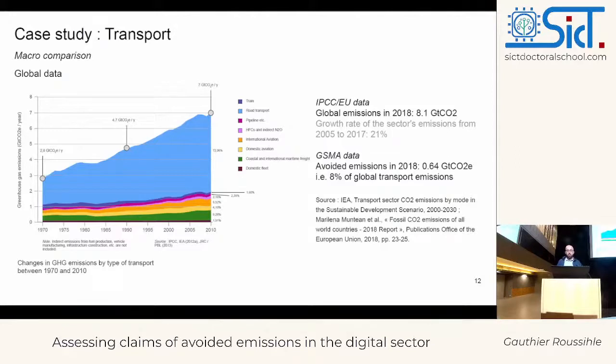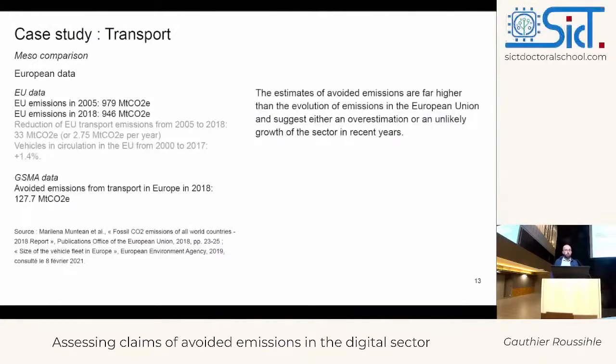According to GSMA data, avoided emission just in 2018 were about 0.64 gigatons, which means about 8% of global transport emission. We cannot conclude anything from that. We can just observe that there is no result. So we can start to look at European data.